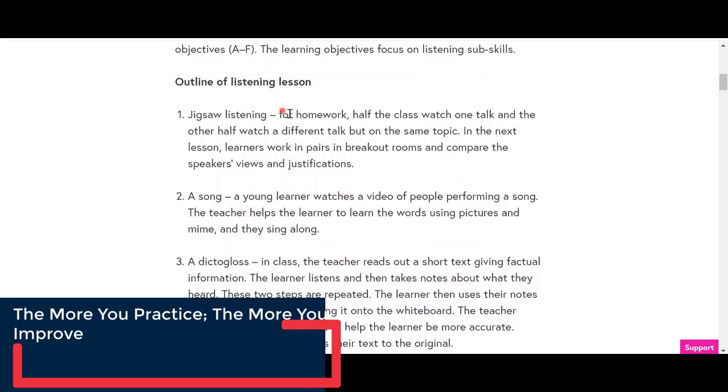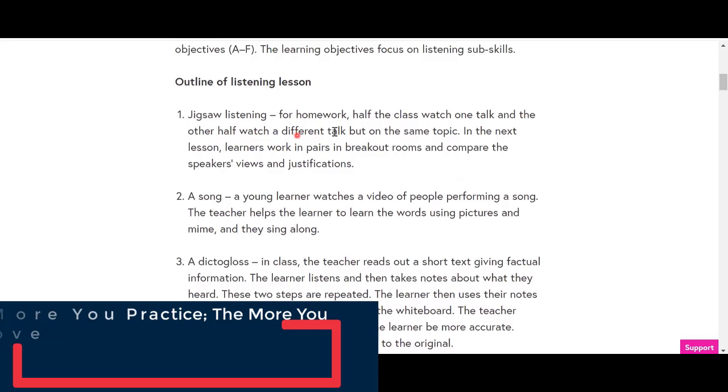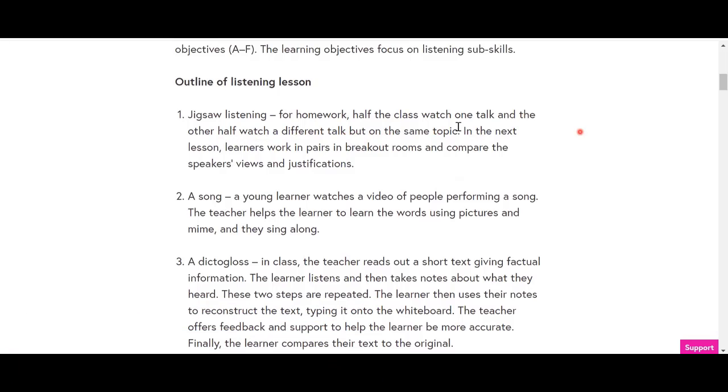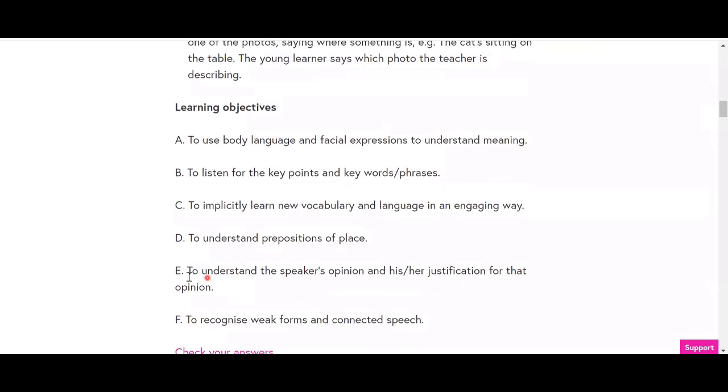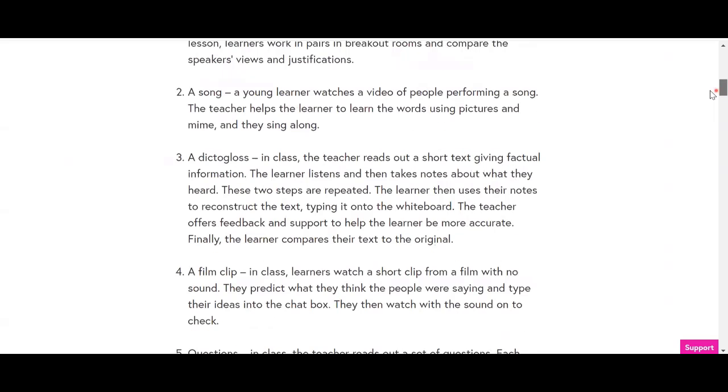Number 1, jigsaw listening. For homework, half of the class watch one talk and the other half watch a different talk but on the same topic. And in the next lesson, learners work in pairs in breakout rooms and compare the speakers' views and justifications. So for this activity, it matches to the letter E, to understand the speaker's opinion and his or her justification for that opinion. So E here is the answer for jigsaw listening.